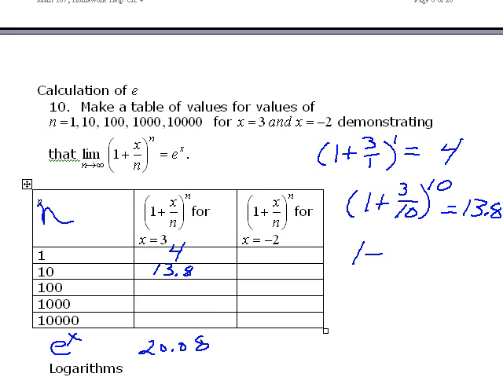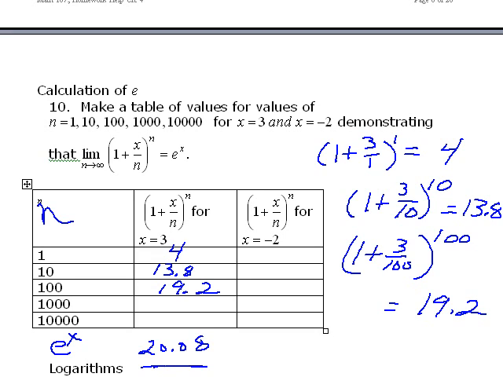Now for the 100, I do 1 plus 3 over 100 and raise it to the 100th power. And when you work through that, you find that's 19.2. You say, well, we're getting closer and closer. And as you keep working this up, you'll find you get closer and closer to this answer down here, right? But you don't go beyond it. You just get closer and closer to it, and you approach it asymptotically.